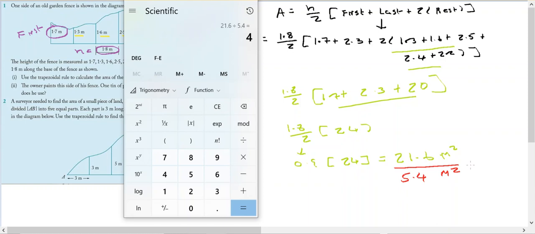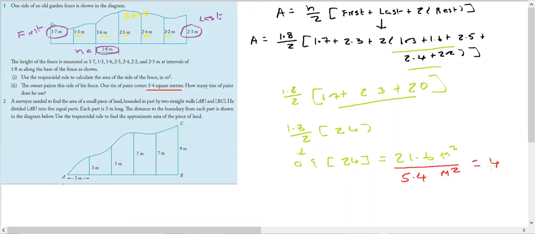That's equal to 4. Okay, so this is the answer to this part. Then this here is the answer to this one here. And we'll just double check it as well. So yeah, 4 tins of paint.